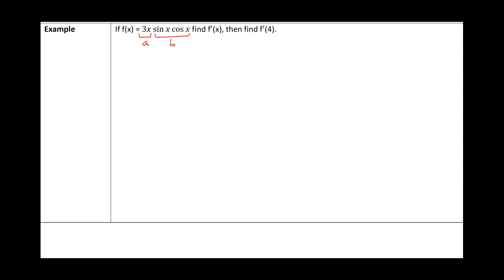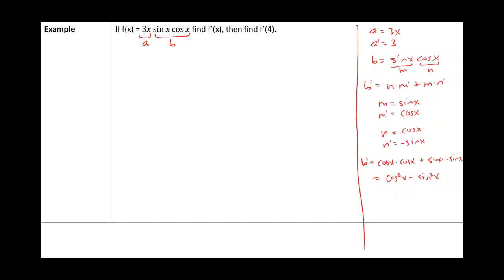And it's going to get a little complicated because we're going to have a product rule within a product rule. So a is 3x and a prime is 3. So that's the easy part. Okay, we'll leave it at that.